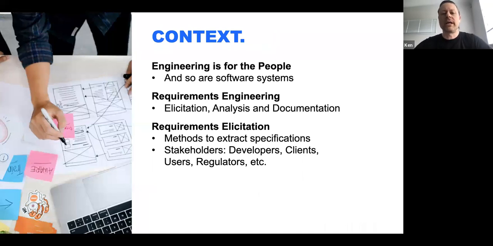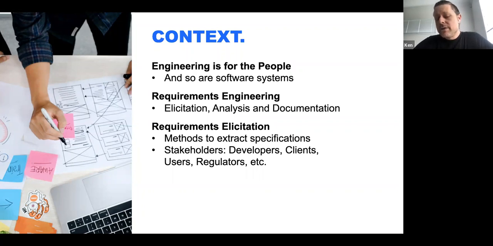So just to give you some context, these sorts of systems are engineered for people. And so this software system has to be used by people. And so there is, in a sense, requirements engineering. So finding out the requirements and analyzing them to make sure that they make sense, and documenting them. So we have ways of extracting these requirement specifications from stakeholders, so developers, the users, and regulators.